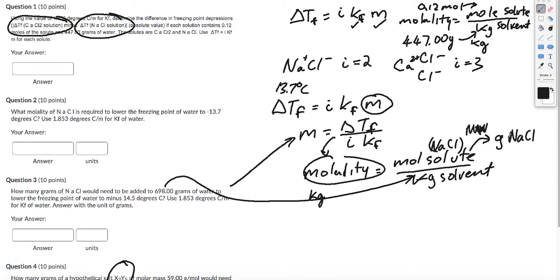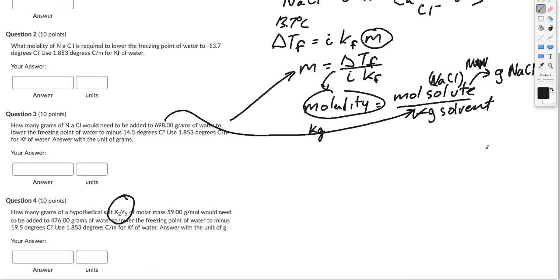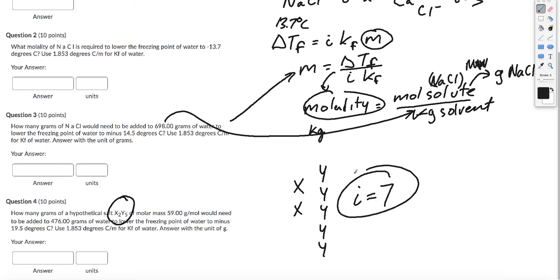And in the bottom one, it's a similar problem to what we just did. And you can see I've already circled that X2Y5. That's the most important part of that problem. And what's going to change here is X2Y5, if I drew a picture of it, is going to look like this. So it would break apart into 7 particles. So the i here would be 7. And again, we would just do the same thing as we did in number 3, except with the different i value to adjust for the new hypothetical salt that we have here. And it would be the same kind of deal.